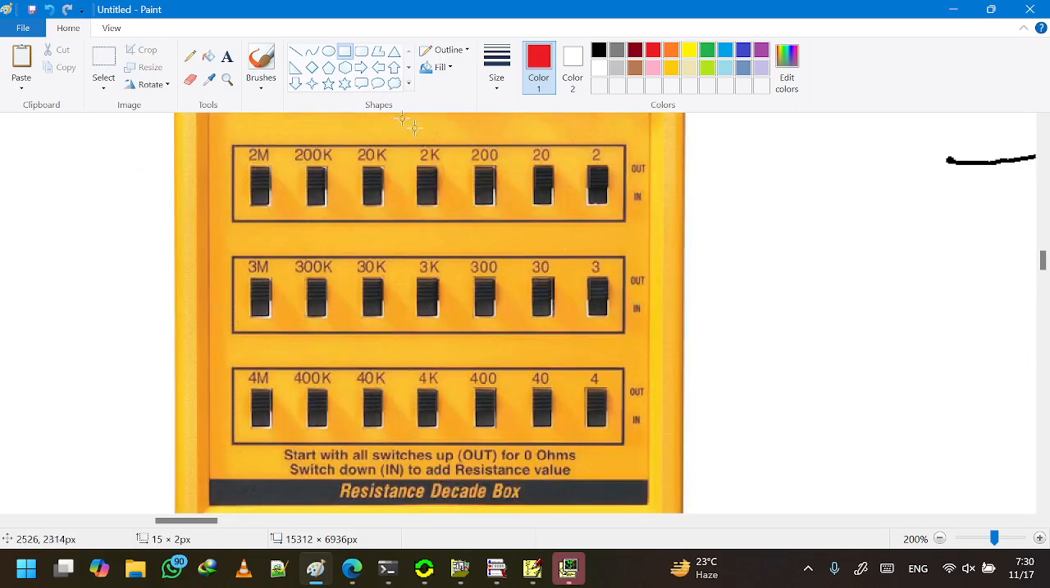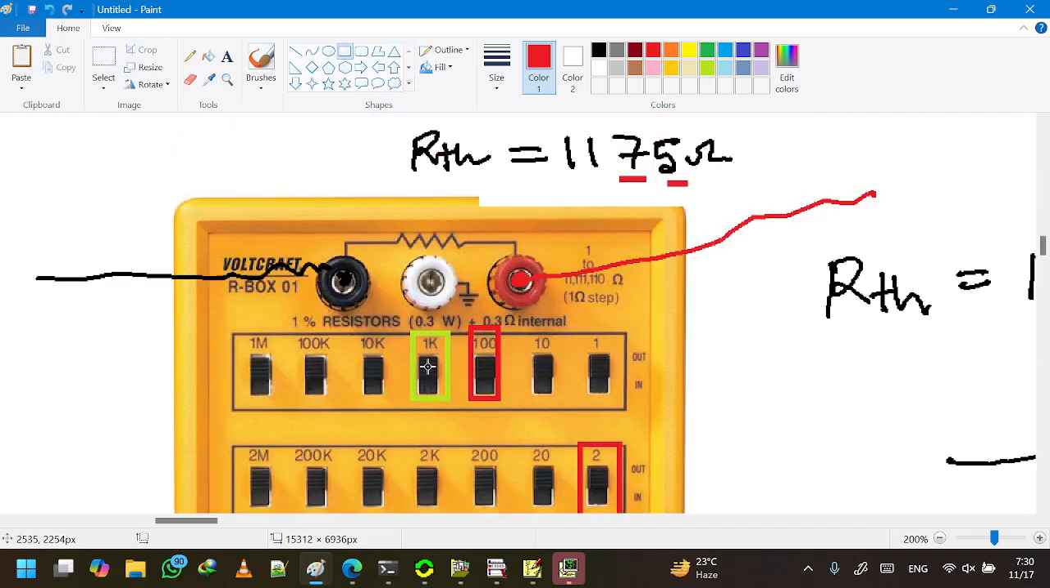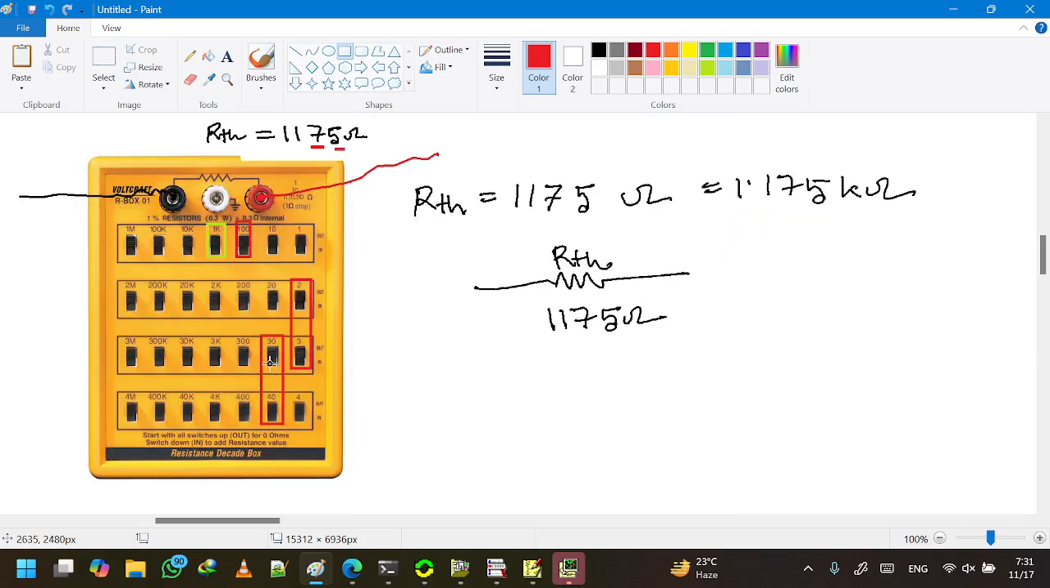So we go to this part of the box and turn on these two switches. Turning on these two switches makes it 30 plus 40 is 70, so this gives us 70 ohm. Now 5 ohm can be realized by turning on these two switches, so 2 plus 3 is 5. Overall this gives us 70, and this gives us 5, this gives us 100, this gives us 1000. So the sum of all these turned on switches gives us 1175.